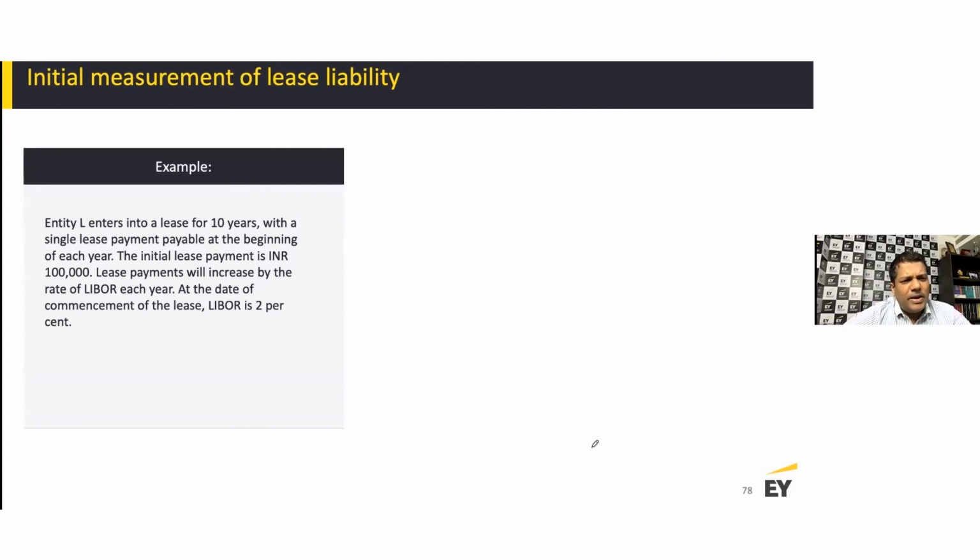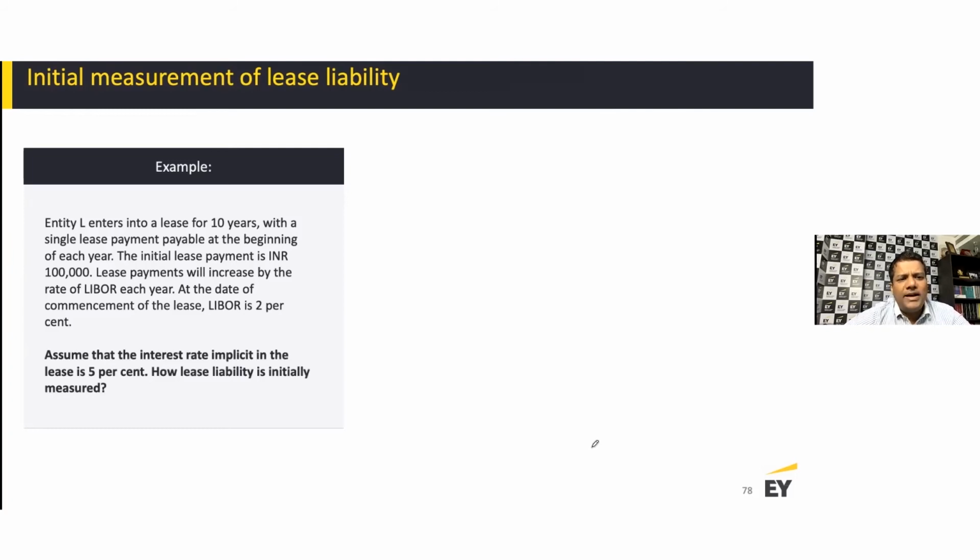The lease payment will increase by the rate of LIBOR each year. It's an observable index or a rate. At the date of commencement of the lease, LIBOR is 2%. So it will increase by 2% every year. That's the initial date. The initial lease payment is INR 100,000, and it will increase by the rate of LIBOR each year. At commencement, LIBOR is 2%.